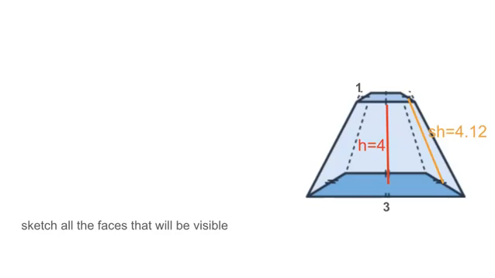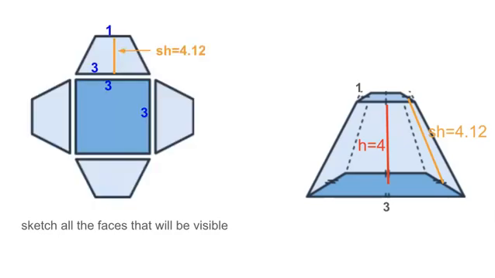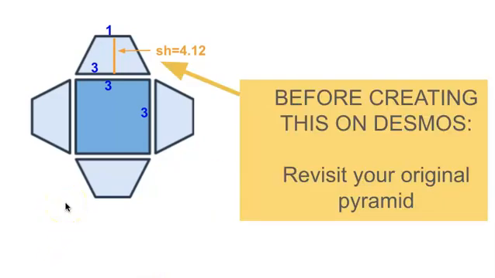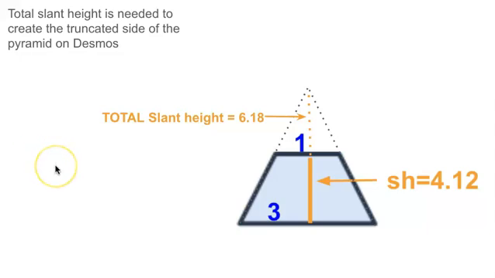Once you've got these dimensions, you can sketch all of the faces that will be visible. So for me, I've only got 5 faces that will be visible. This top face is not going to be shown since I will have something above it. With this basic sketch of my faces, I'm now ready to go to Desmos, but I do need to do one thing first. I need to revisit the original pyramid so that I can draw my truncated cone accurately. What I need to really look at is what my original slant height is. This will be key in creating this shape.